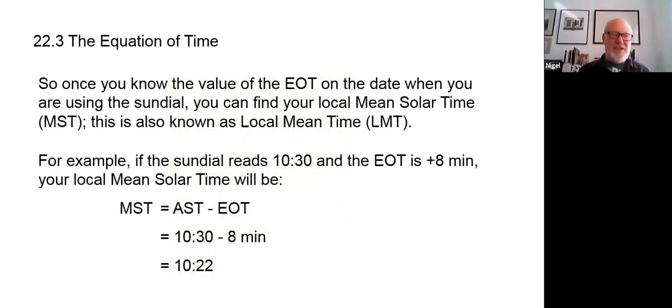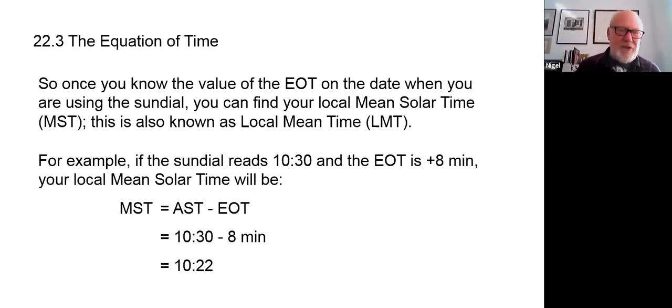So here we go, a nice example. So once you know the equation of time on the date when you are observing with a sundial, you can find your mean solar time, not your apparent solar time. That's the one that you read on the sundial, your local mean solar time. And just to confuse things, mean solar time is also known as local mean time. I prefer to think of it as local mean solar time, but you don't find that abbreviation, LMST, very much.